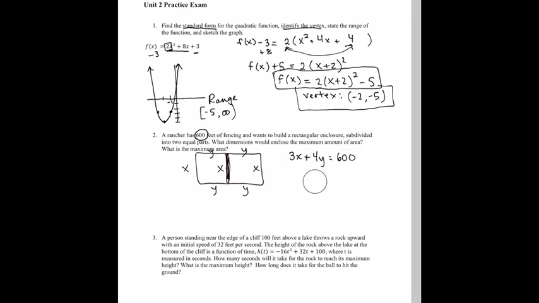Let's get rid of that. Here we go. For example, if I subtracted a 3x, or you know what, let's do it this way. Subtract a 4y. So now we've got 3x equals 600 minus 4y, and then divide by 3. So x equals 200 minus 4/3 y.